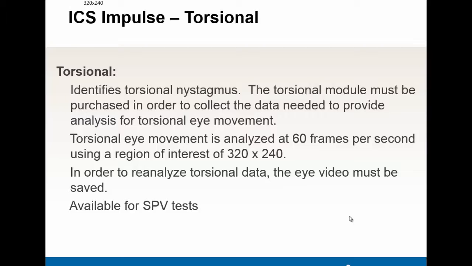The torsional module must be purchased in order to collect the data needed to provide analysis for torsional eye movement. Torsional eye movement is analyzed at 60 frames per second using a region of interest of 320 by 240 pixels. In order to reanalyze torsional data, the eye video must be saved. This is available for all slow phase velocity tests, such as, most importantly, positional tests, but you can also use it for gaze. You could use it in caloric if you wanted to. But obviously, where we're going to focus is on our positional tests.